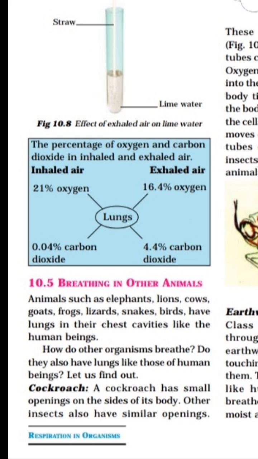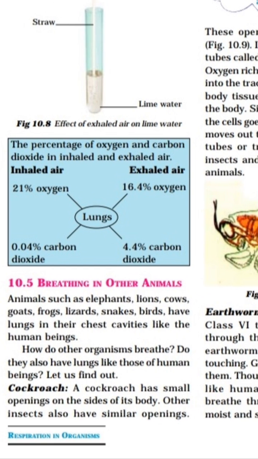Animals such as elephants, lions, cows, goats, frogs, lizards, snakes and birds have lungs in their chest cavities like human beings. They have lungs in their chest cavity like a human being. Now one question arises: how do the other organisms breathe? Do they also have lungs like those of human beings? Let us find out, and we are taking some examples for that.